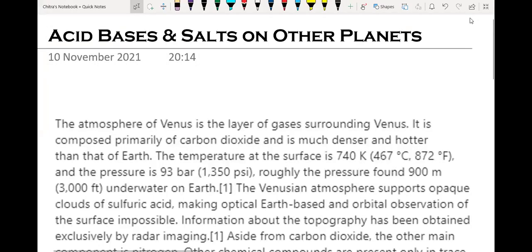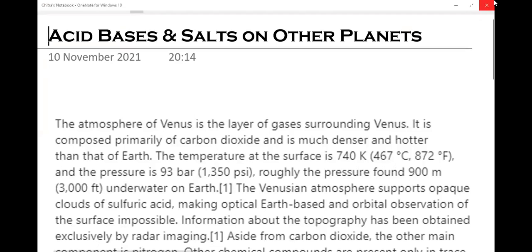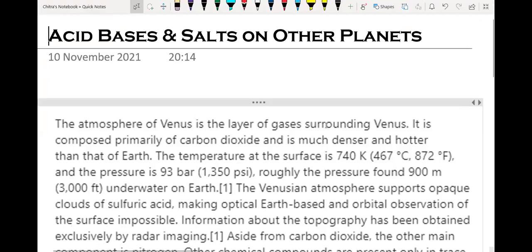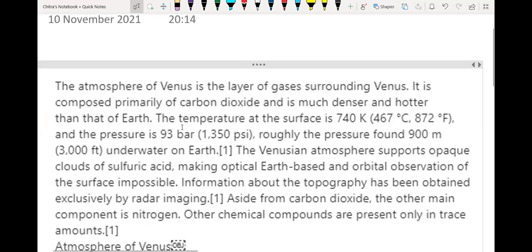Okay, so we are going to discuss acids, bases, and salts on other planets too. It is the extracurricular activity from your book. So, the atmosphere of Venus, it is one of the planets.